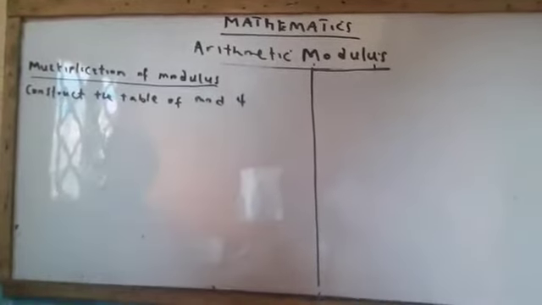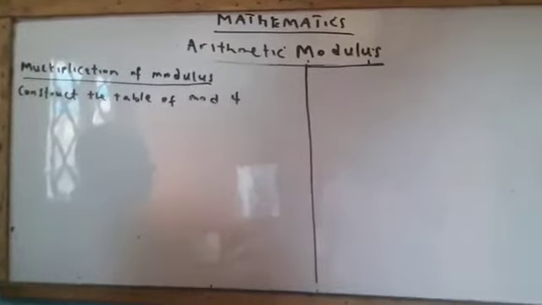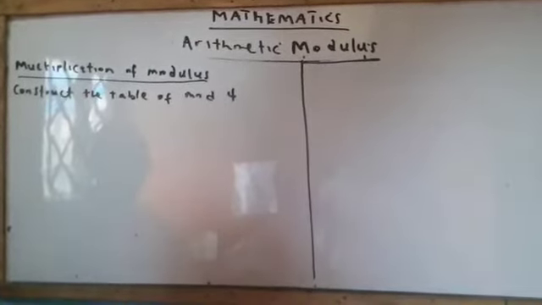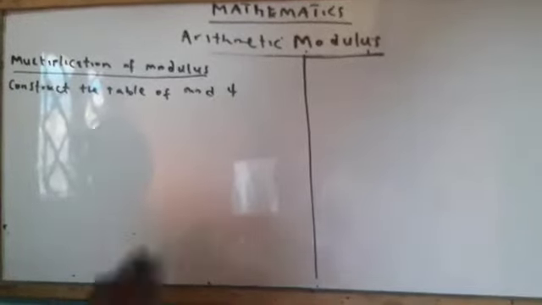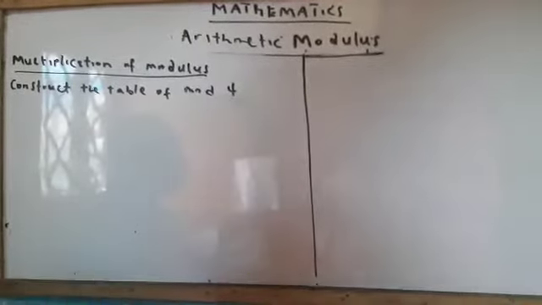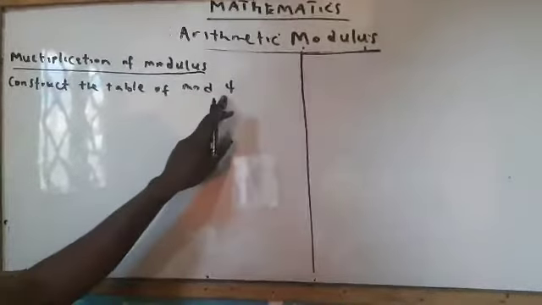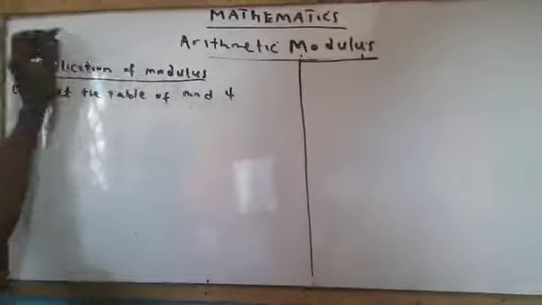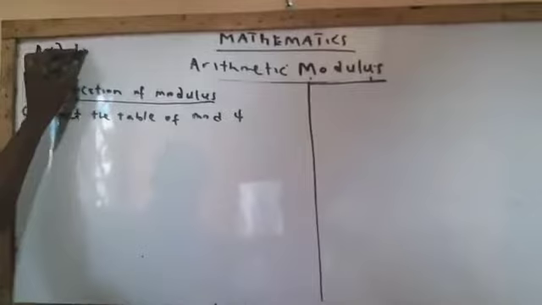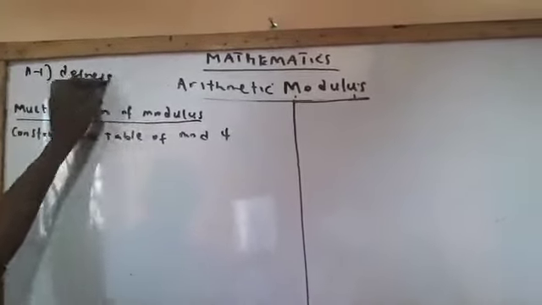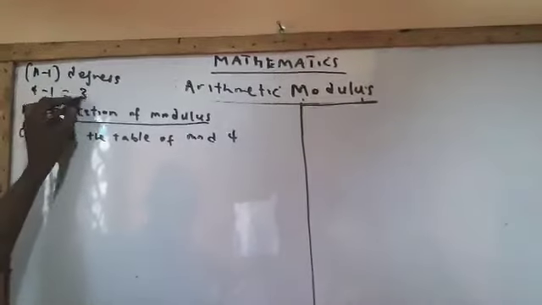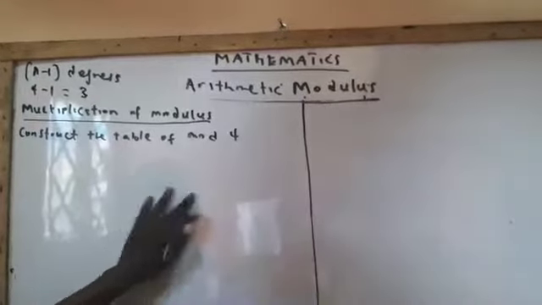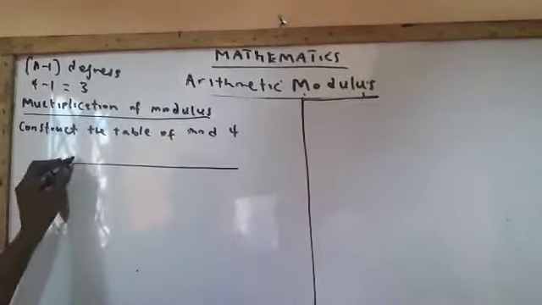Cool. Now let's look at how we multiply modulus. Look at this typical exam question. We're asked to construct the modulus table for mod 4. What I'll do first is get my integers. Under mod 4, what will be the integers, using n minus 1 degree of integers? If I put my 4 here, 4 minus 1, that means the integers will be 3.